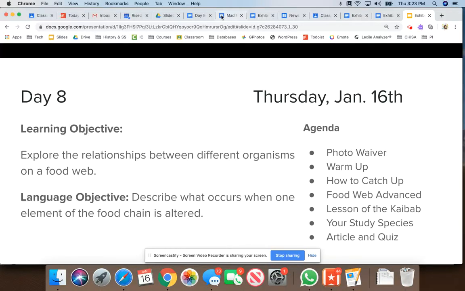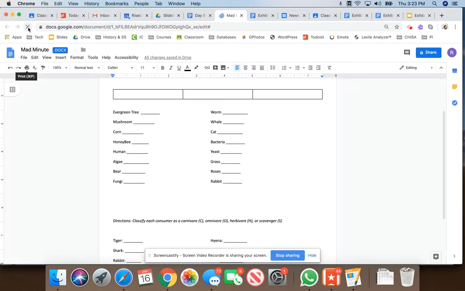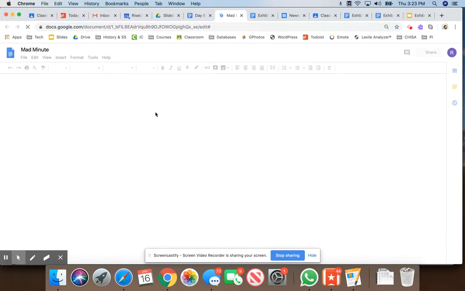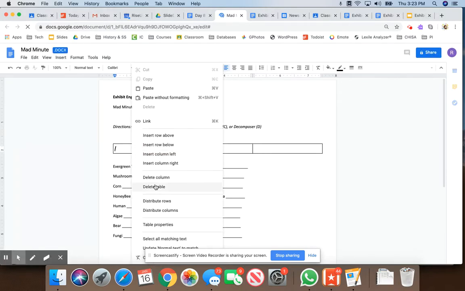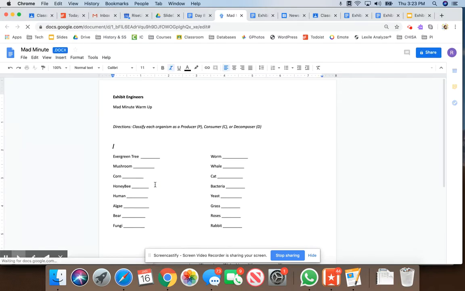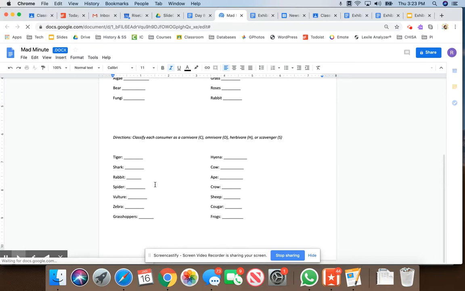It was called, what was it called? Mad Minute, where we did a quick review. As soon as this loads, we did a quick review on classifying different organisms. Here we go. Classifying different organisms first as producer, consumer, or decomposer. As you can see here, and then down below, we classified types of consumers: carnivore, omnivore, herbivore, or scavenger.